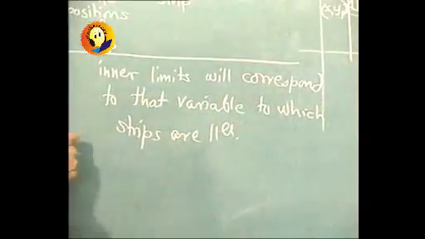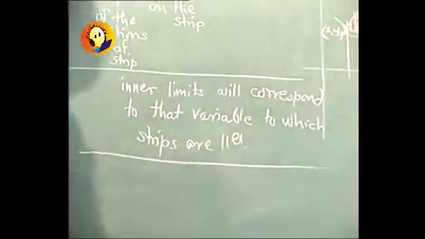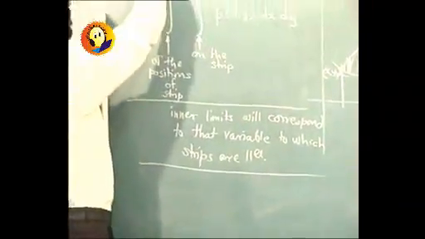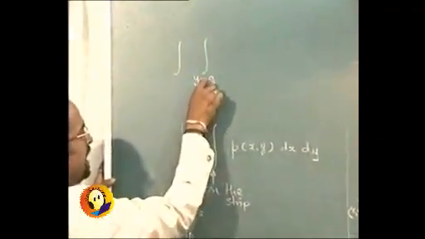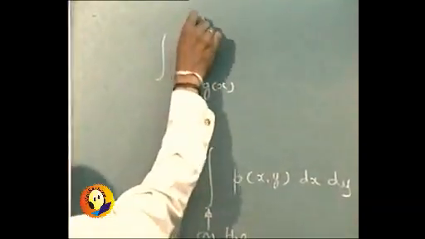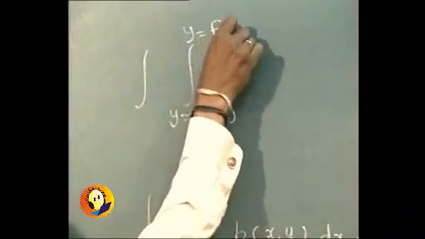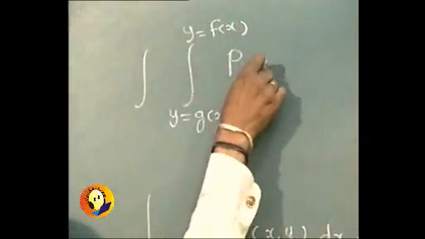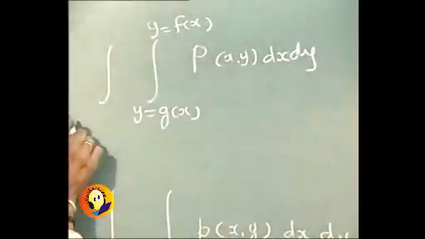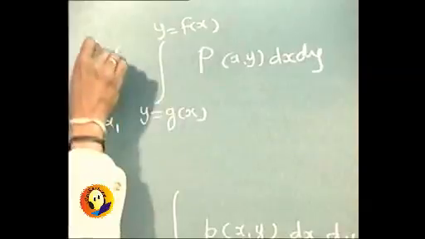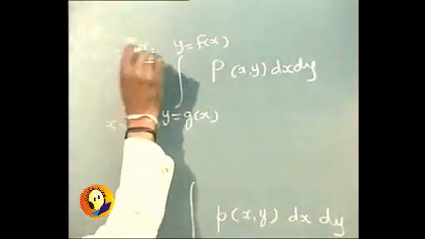One simple rule will make our task very simple, and then this integral will be written as a double integral from y equal to g(x) to y equal to f(x) of p(x, y) dx dy, and such strips are taken from x equal to x1 to x equal to x2.